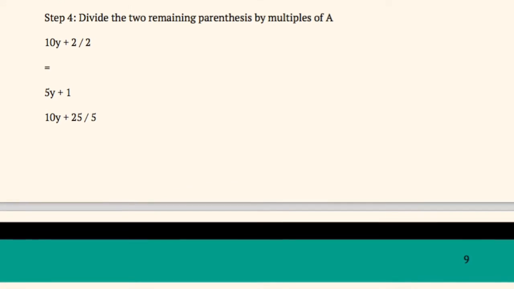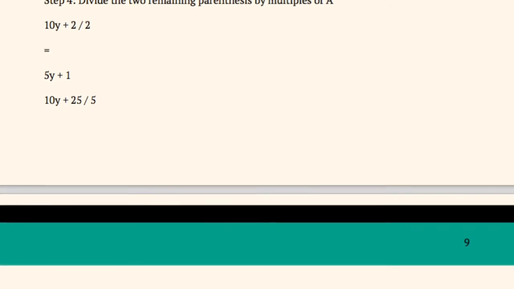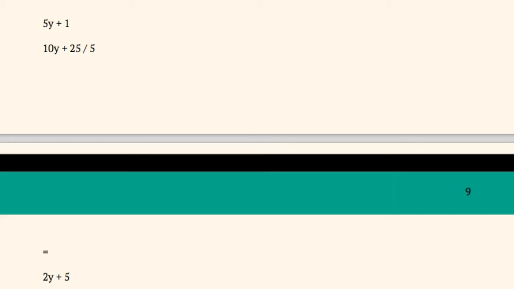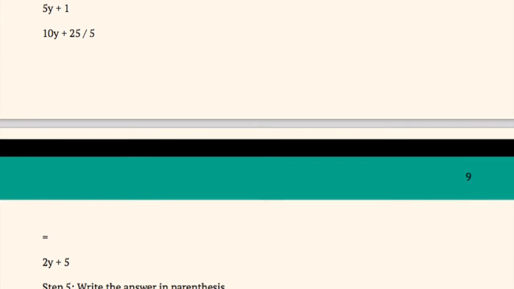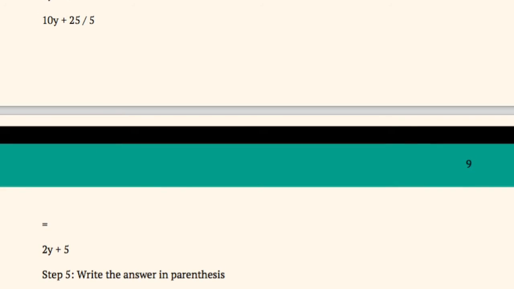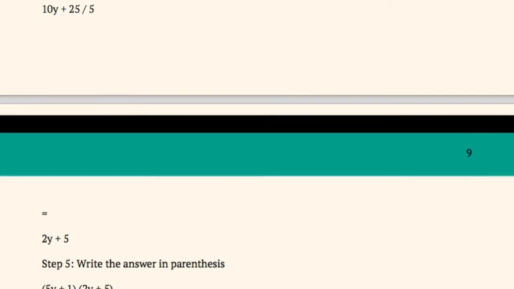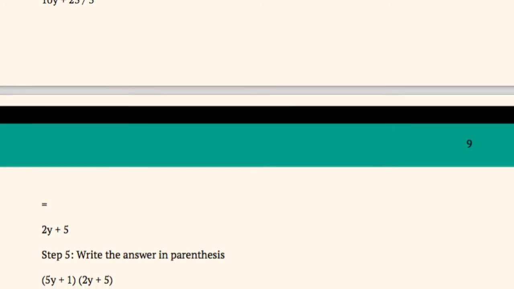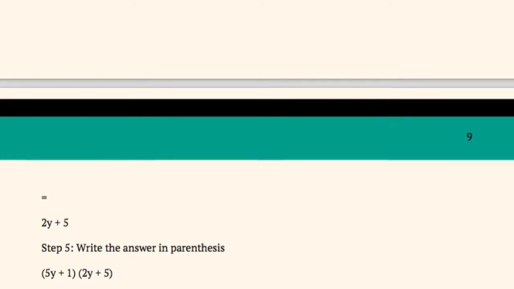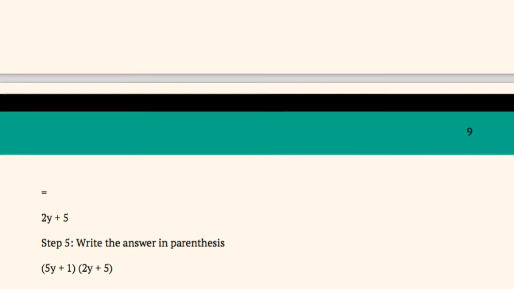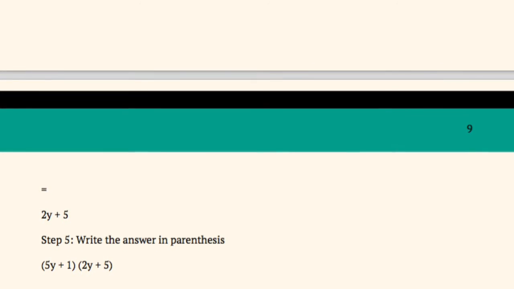Step 4. Divide the two remaining parentheses by the multiples of a. 10y plus 2 divided by 2 equals 5y plus 1. 10y plus 25 divided by 5 equals 2y plus 5. Step 5. Write the answer in the parentheses. Open parentheses 5y plus 1 close parentheses, open parentheses 2y plus 5 close parentheses.